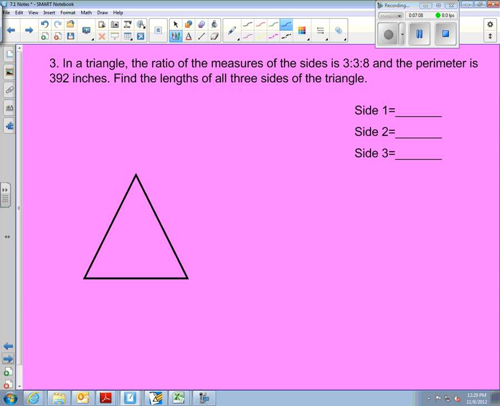All right, so number 3 says in a triangle, the ratio of the measures of the sides, so we're talking about sides this time, last time we talked about angles, is 3 to 3 to 8. And the perimeter is 392 inches. Find the lengths of all three sides of the triangle. So we're going to call one side 3x, another one 3x, and the bottom one 8x. Now these are representing the measures of each side, and the perimeter, which remember is when you add up all the sides, is equal to 392. So go ahead and take your 3x plus your 3x plus your 8x and set it equal to 392 and solve for those side measures for tomorrow.